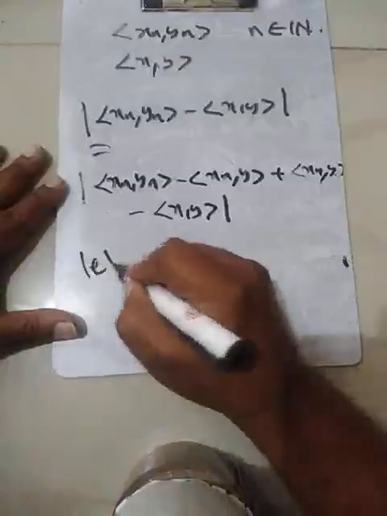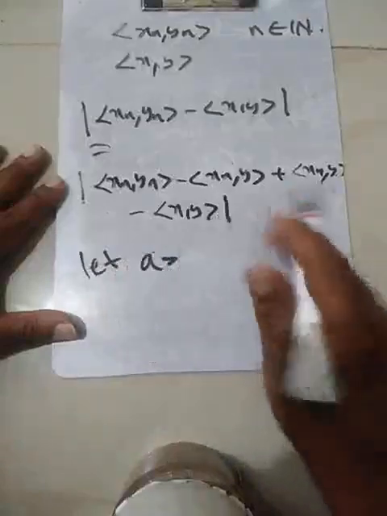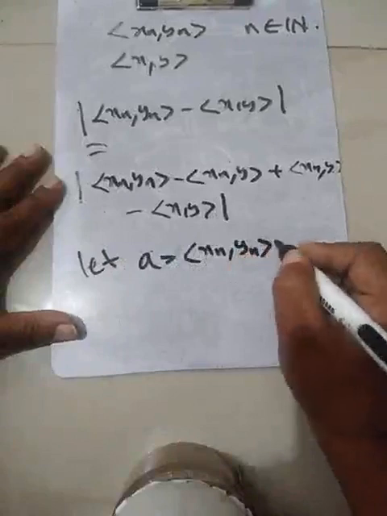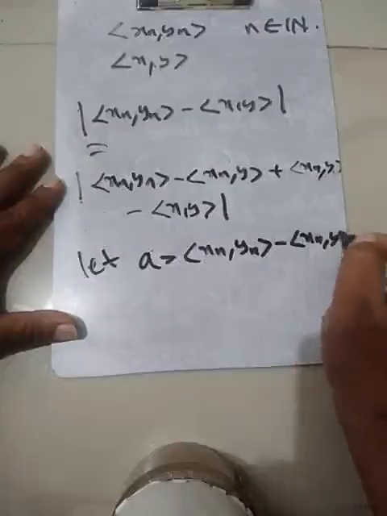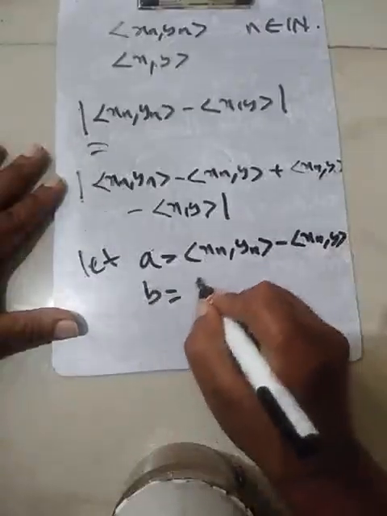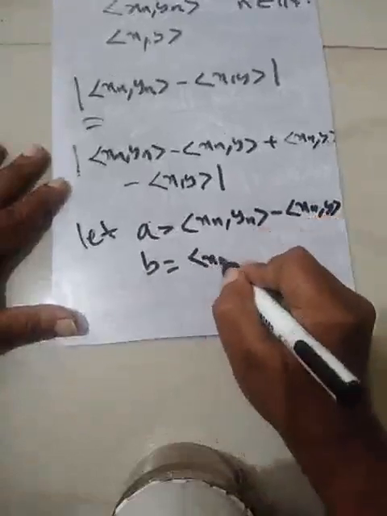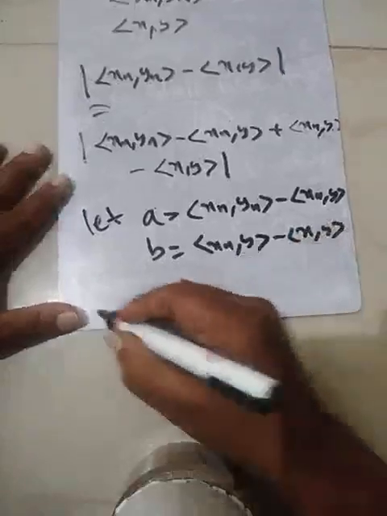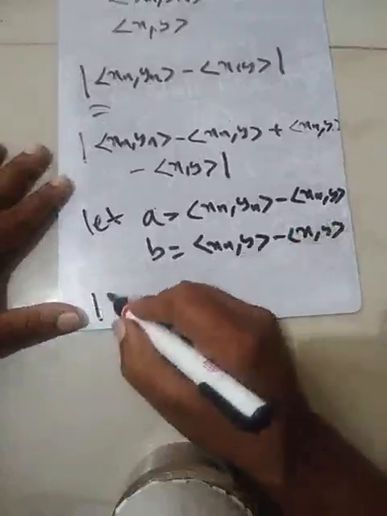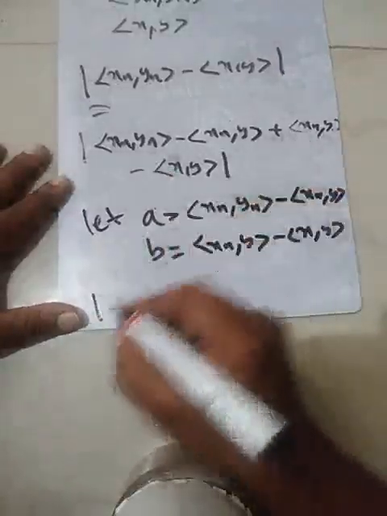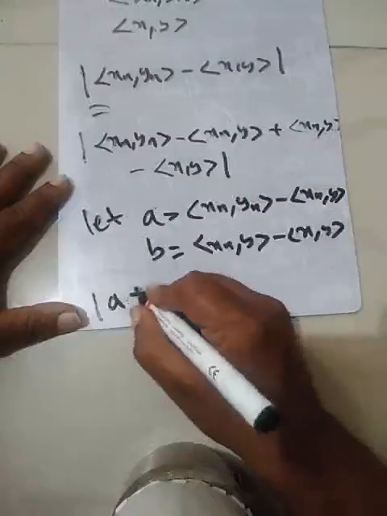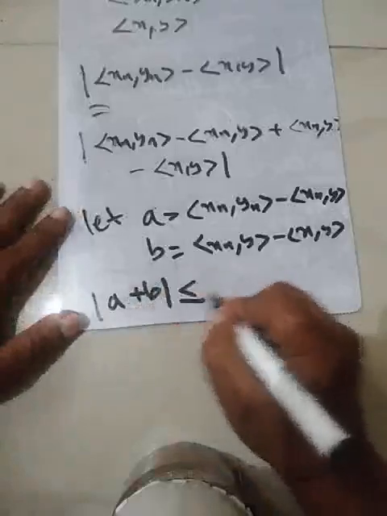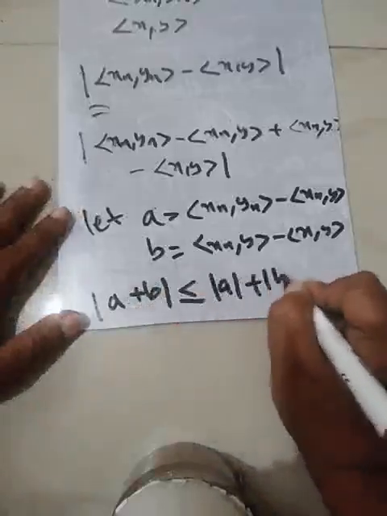Let A be equal to the inner product of xn comma yn minus the inner product of xn with y, and let B be equal to the inner product of xn comma y minus the inner product of x with y. So what do we have? The absolute value, or modulus, of A plus B, using the triangle inequality, is less than or equal to mod A plus mod B.